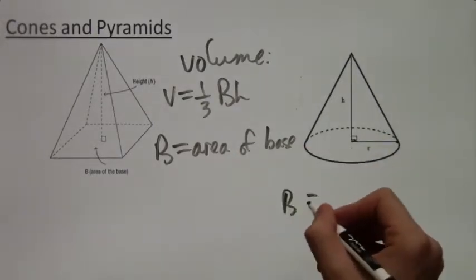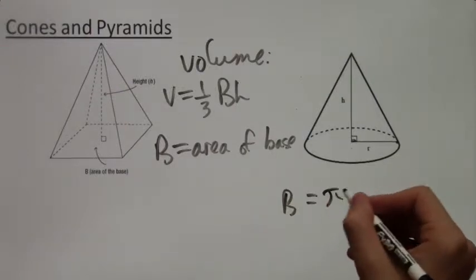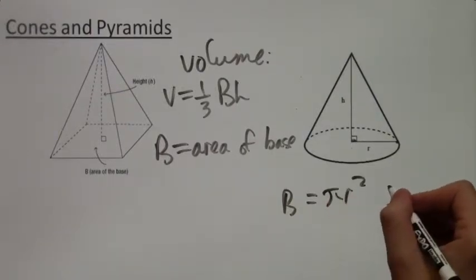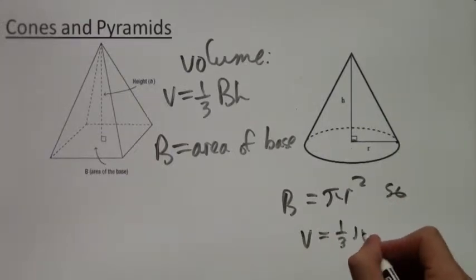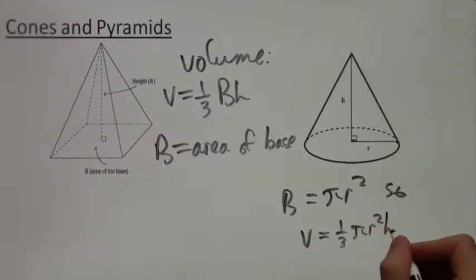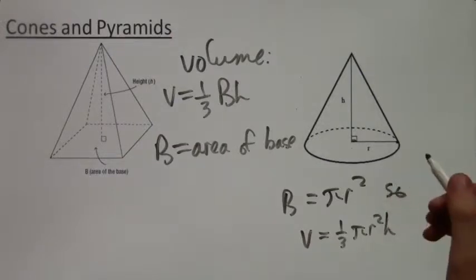And the height is the distance from that extra vertex above the base to the base. In the specific case of a cone, since we have a circle, if the circle has radius r, then the base area is pi r squared, because that's the area of a circle. So the volume in that case could also be written as 1/3 pi r squared h.